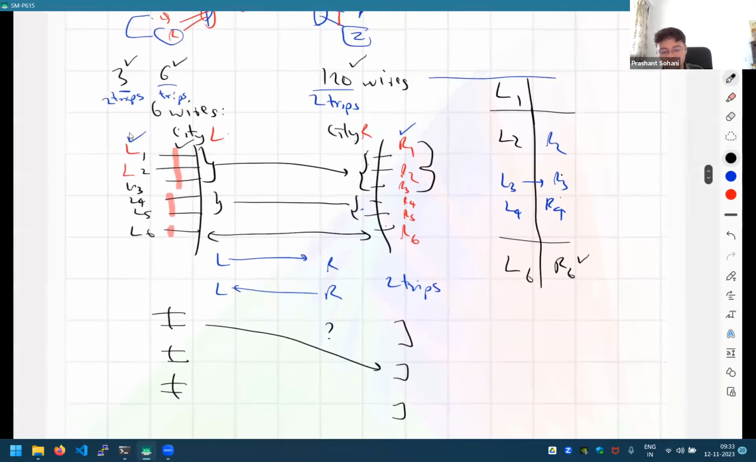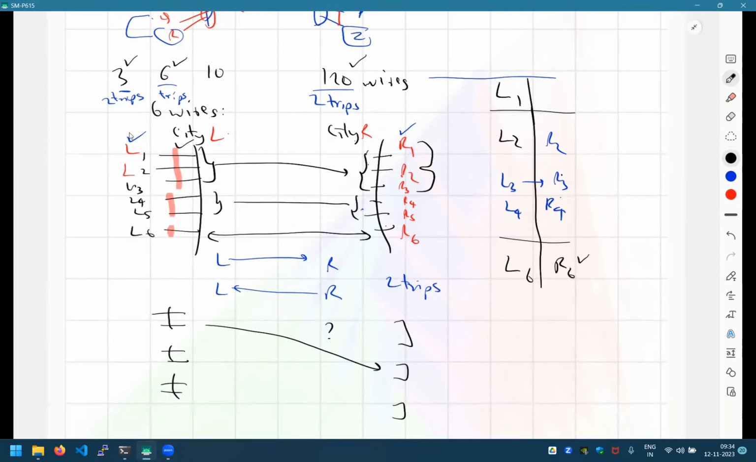So why is that possible? What is the property about 3, 6? And I'll give you the next number in that series, 10. Triangular numbers. The triangular numbers. Okay, so that is the most important property to use, that you can divide.